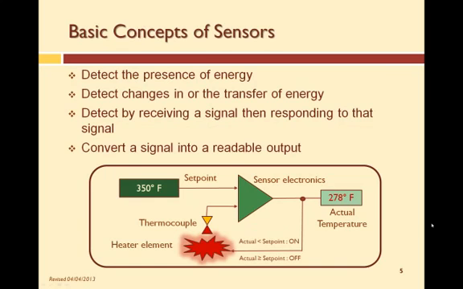Sensors detect the presence of energies as well as changes in or the transfer of energies. Sensors detect by receiving a signal from a device such as the transducer, then responding to that signal by converting it into an output that can easily be read and understood, such as an analog or digital readout. In many sensors, the sensor compares the input and output signals, quantifies any change, and responds with an appropriate output.